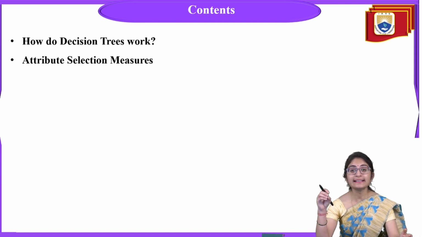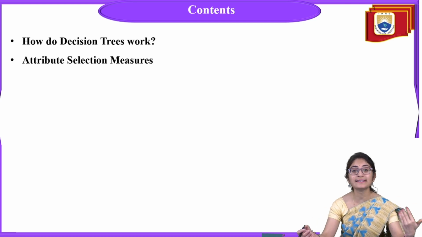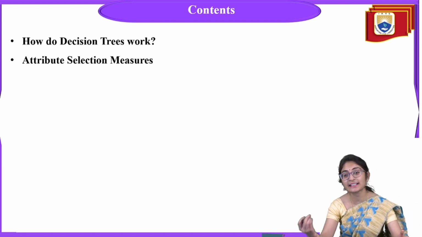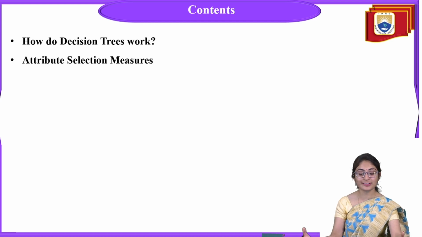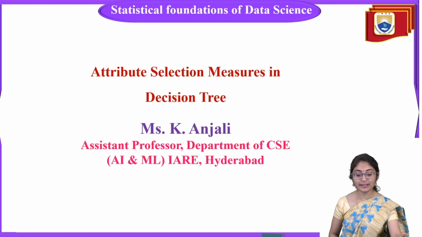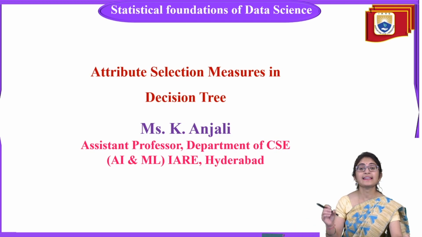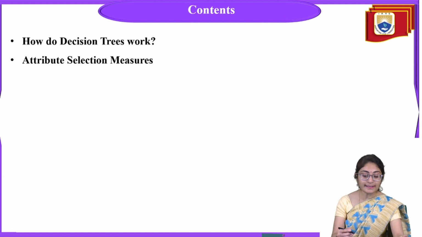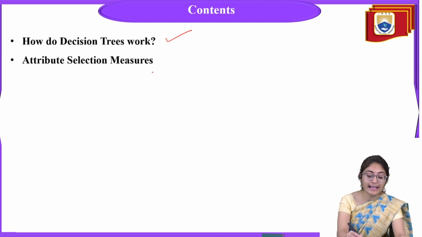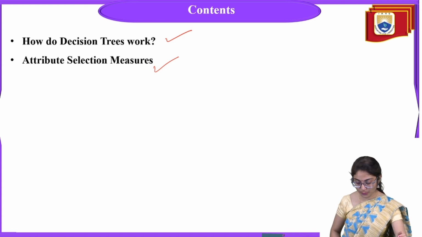That means in a decision tree, after using all these things, we will get the result and we will reach our decision. On that basis, today we will cover some attribute selection measures in the decision tree. We will cover how a decision tree works and attribute selection measures in today's topic.